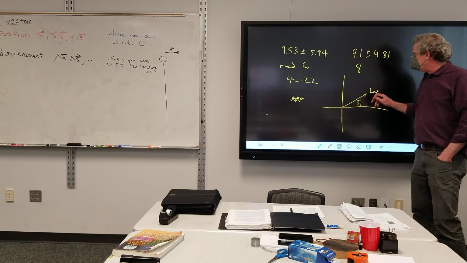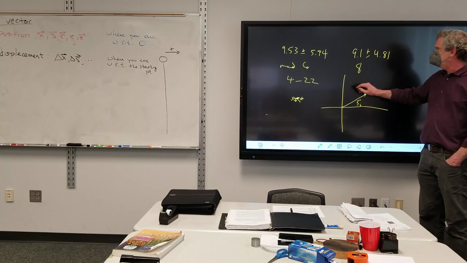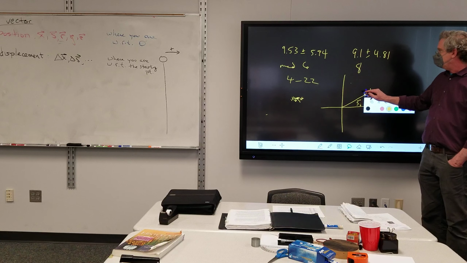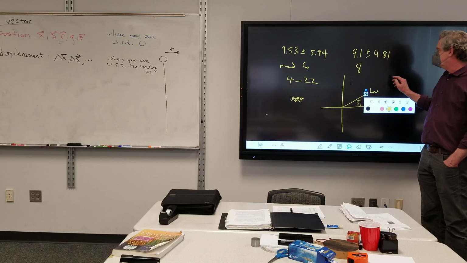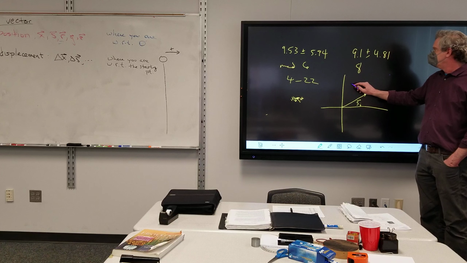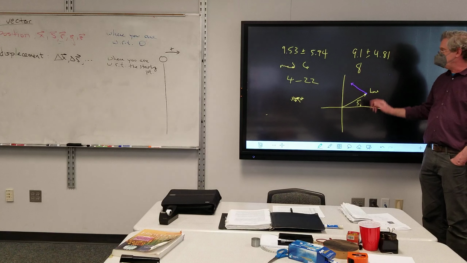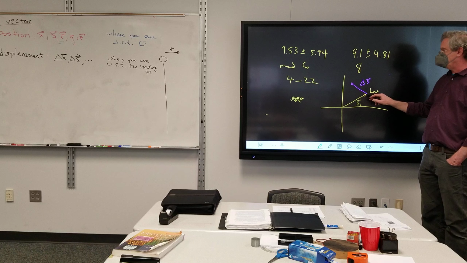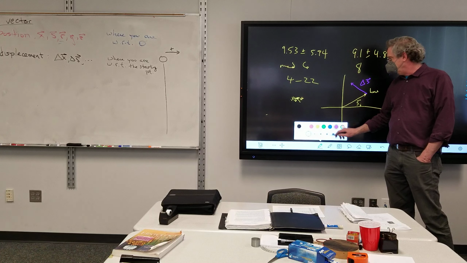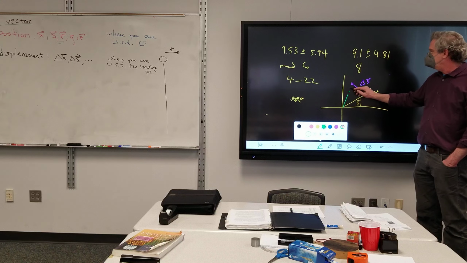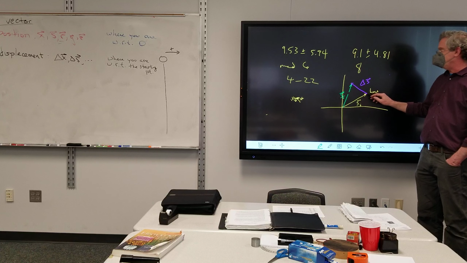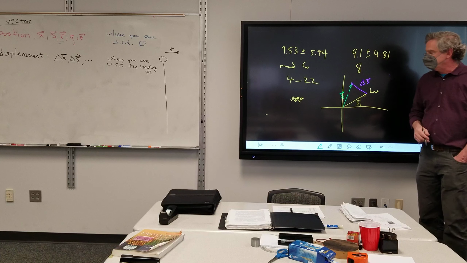So if I start here and I end up over there, we can go for the typical stunning visual effects. That's my change in position right there. That's my displacement. This is where I am relative to where I started. This is my final position, this is my initial position, and the difference between the two is my displacement.